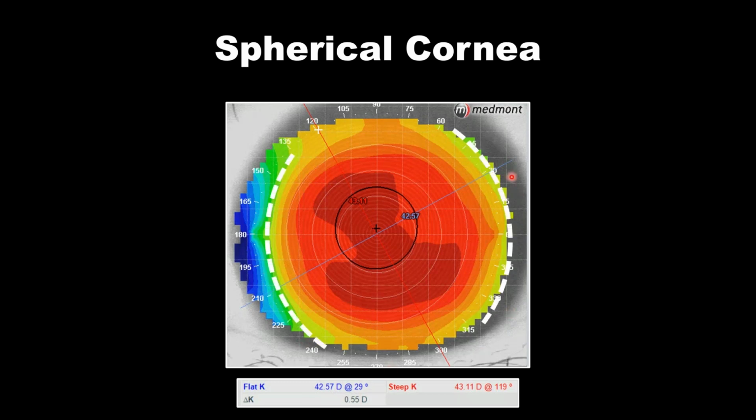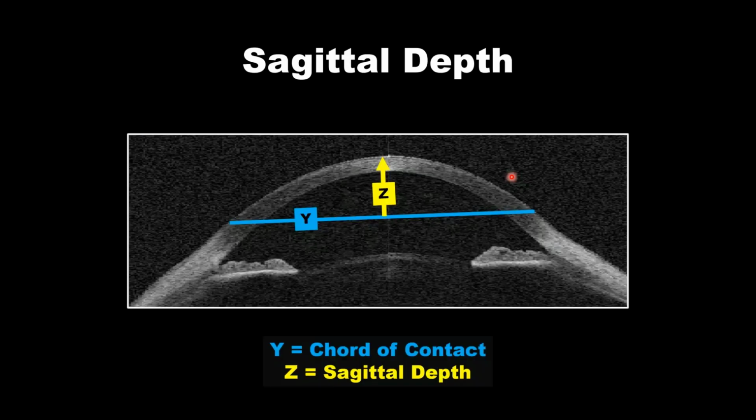So let's look at this point, this green-yellow border, principally around 8 to 9 millimeters out. And let's measure the sagittal depth. So, of course, what we're doing is defining a chord diameter of measure, and from that plane, we're measuring to the peak of the cornea. What is the height or sagittal depth of this eye? And Medmont is one of the few topographers that gives us sagittal depth, and we use that very frequently in almost everything we do in rigid contact lenses.